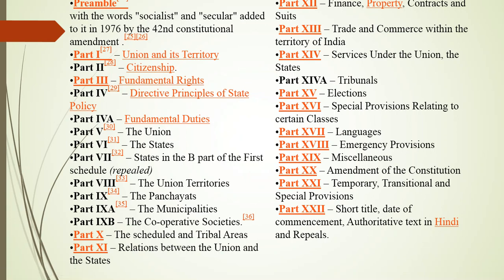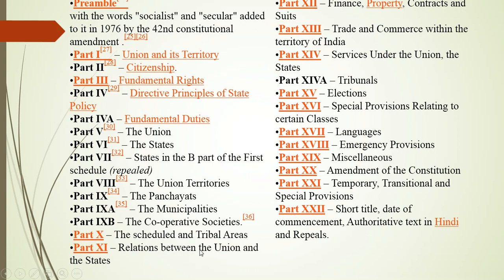Part 5 deals with the Union, Part 6 deals with the states, Part 7 is now repealed, but it dealt with states in Part B of the first schedule. There are schedules of the Indian Constitution, so that also I will mention later on. Then comes Part 8 of the Indian Constitution that deals with the union territories, Part 9 deals with the panchayats, Part 9A with the municipalities, Part 9B with the cooperative societies, Part 10 deals with Scheduled Caste and Scheduled Tribe areas, and Part 11 deals with the relations between the Union and the states.